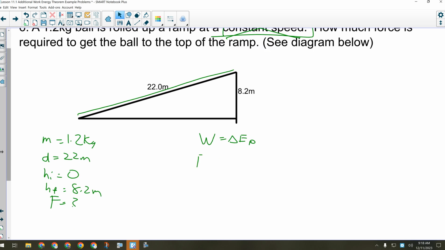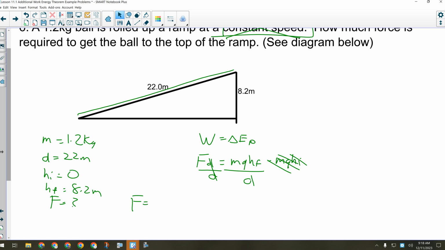Okay, so force times distance is going to equal m times g times h final minus m times g times h initial, which in this question is 0 anyway, because we start at the bottom of the ramp where the height would be 0. All right, so all I have to do to find the force is divide by distance. I want to leave force over here by itself. Okay, so I'm going to divide both sides by distance.